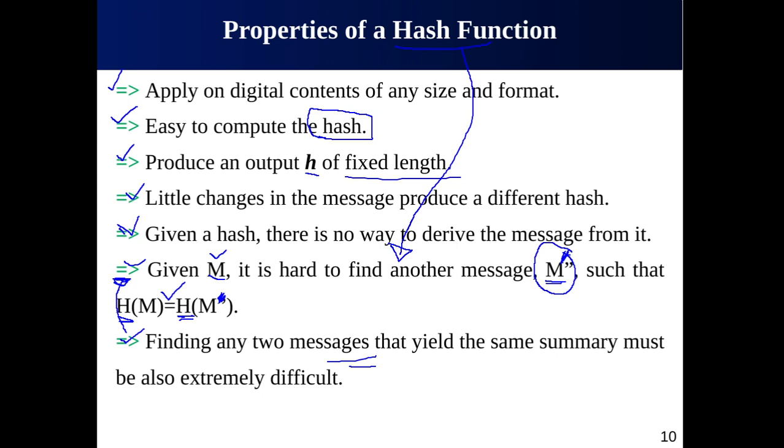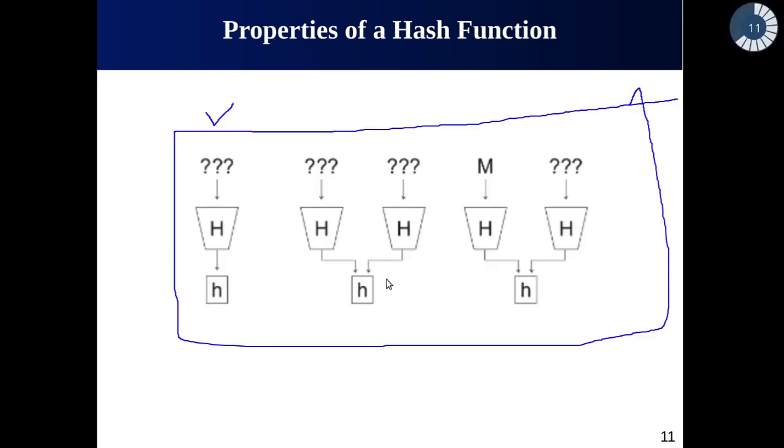implies weak collision resistance, but weak collision resistance does not imply strong collision resistance. It means that if an algorithm complies with strong collision resistance, then obviously it satisfies weak collision resistance. But if an algorithm satisfies weak collision resistance, it is not necessary that it will also meet the requirement of strong collision resistance. So it is a bit technical.